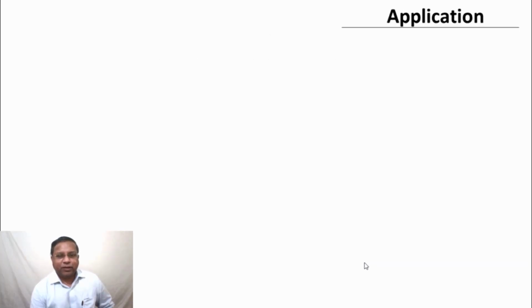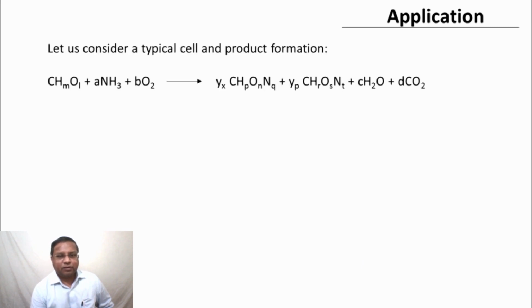Let us look at the application of this, a couple of applications, and I will assign a problem. Let us consider a typical cell and product formation. This is a stoichiometric equation that represents the cell and product formation, starting with a substrate, carbohydrate CHMOL, and ammonia. Both these are substrates. This is a nitrogen source here.